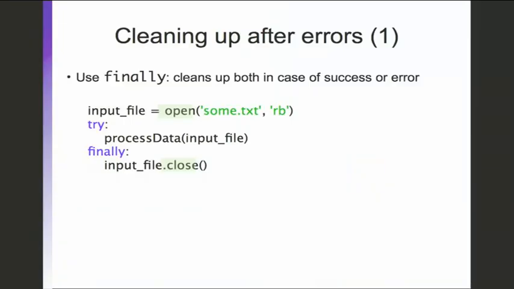When I want to clean up after errors, Python has several mechanisms. Here's a simple one, or the first one. In case of a file, I try to open the file. If it works out, I try to process the data I read from the file. And finally, I just clean up by closing the file. The interesting thing about that, finally closes the file independent of whether there's an error or not. It will always close the file.